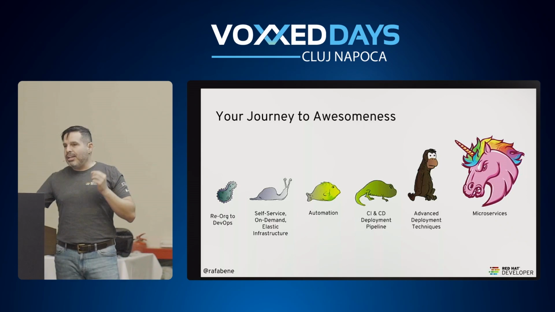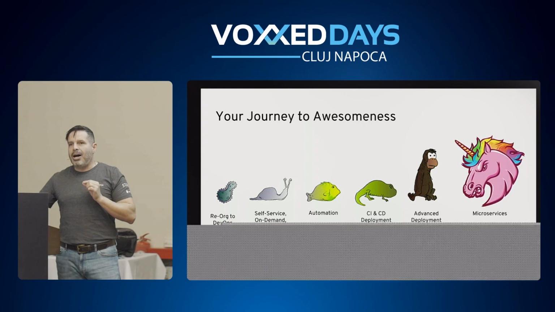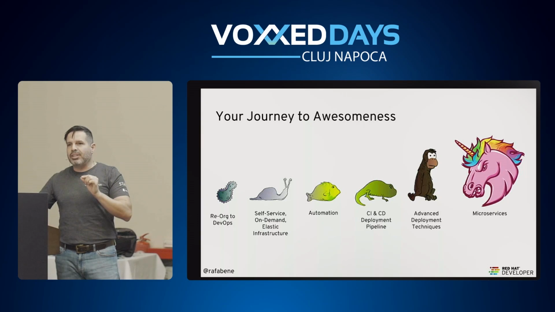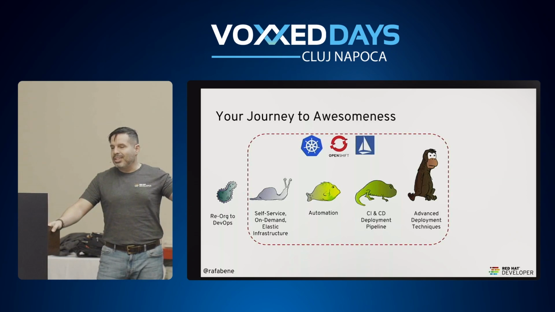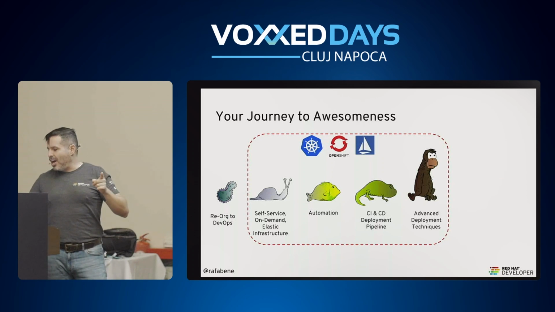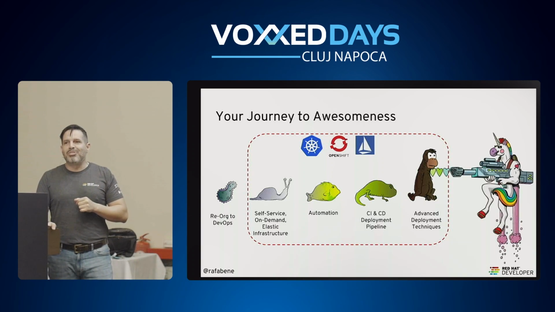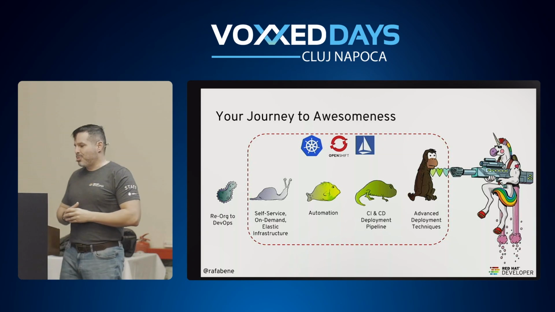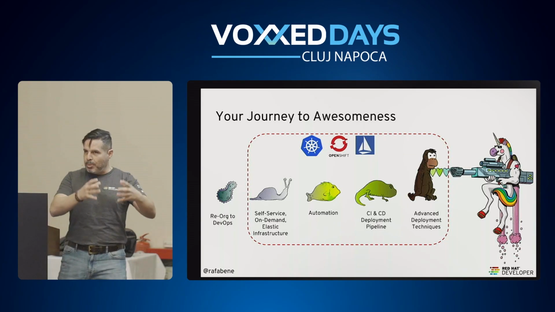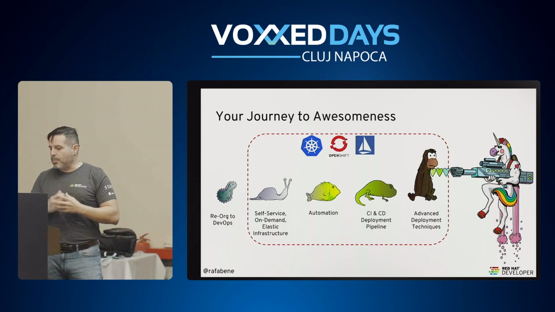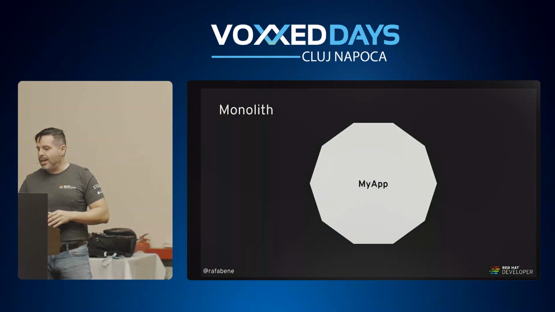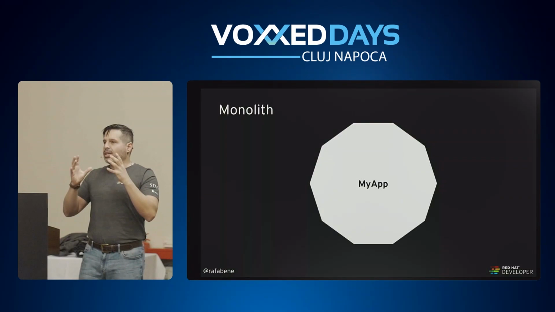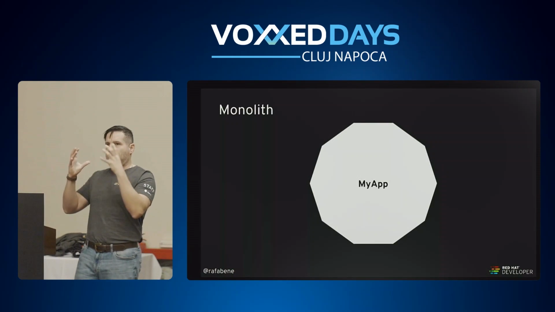Let's think about OpenShift and Kubernetes. With OpenShift, Kubernetes, and Istio, you will have a lot of unicorn love coming from these products, because OpenShift, Kubernetes, and Istio can provide you elastic infrastructure, automation, continuous integration, and continuous deployment pipelines. But let's think about what we have nowadays. We have our application, right?